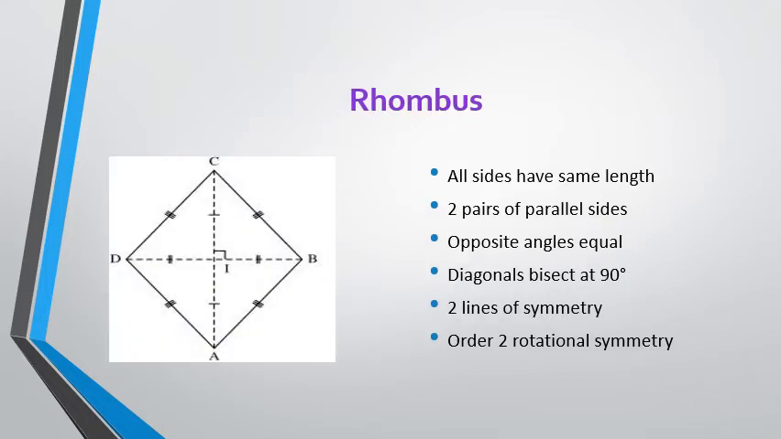Next, we have a rhombus in front of us. A rhombus is quite similar to a square. It has all the sides the same, two pairs of parallel sides, opposite angles are equal, diagonals bisect at 90 degrees, two lines of symmetry, and order of rotational symmetry 2. The only difference between a square and a rhombus is that in the rhombus it is written that opposite angles are equal, whereas in a square all the angles are 90 degrees. The rest of the properties are the same.